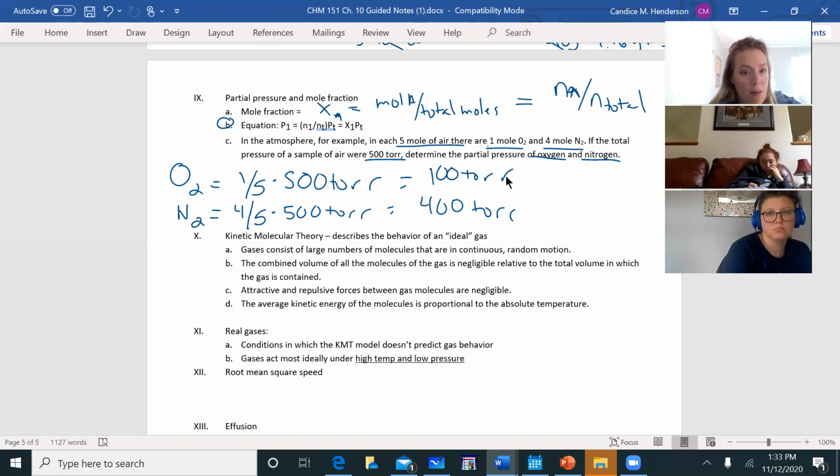So remembering that, and sorry, this is pressure of O2 and pressure of N2. Remember, Dalton's law of partial pressure tells us that the individual pressures, if we add those together, they should equal the total pressure. That's why we get to do that nifty trick with the mole fraction.